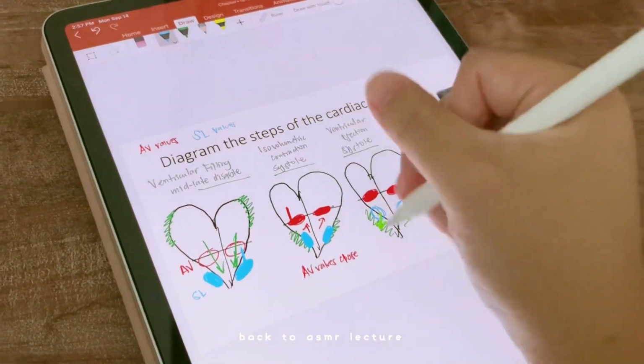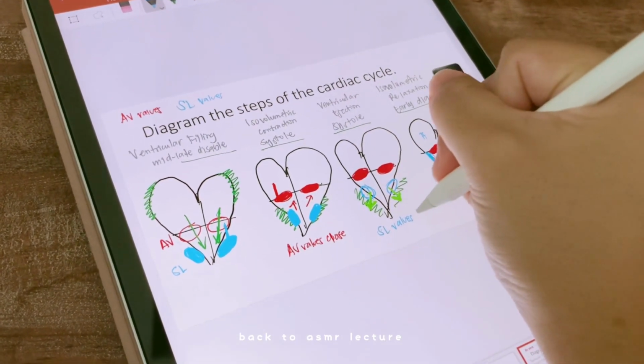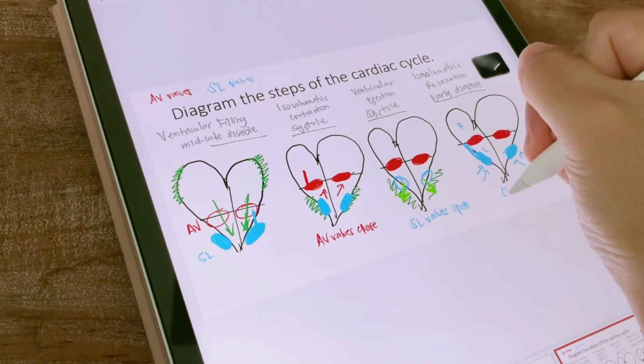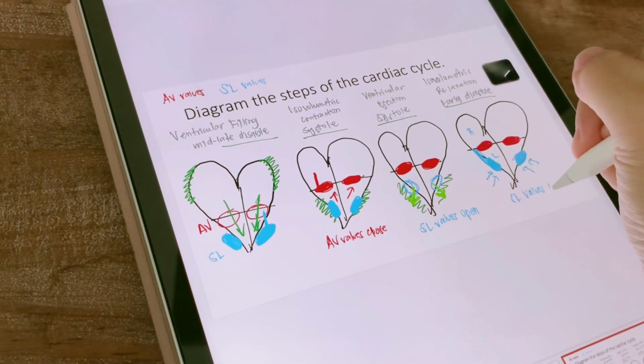All right, questions for me? Not right now, but you will be getting messages from me later on. All right, so let me check this out.